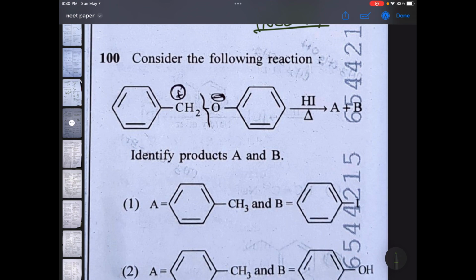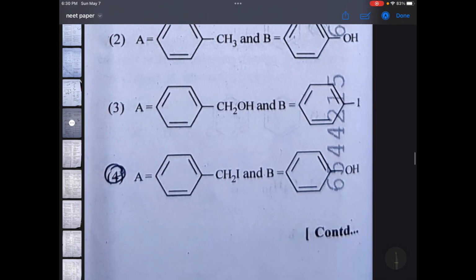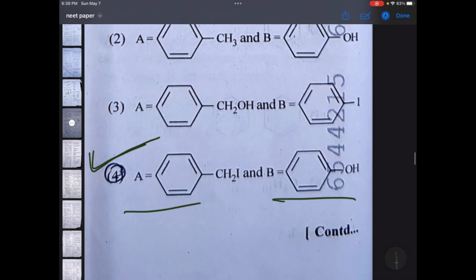Consider the following reaction. Whenever oxygen is attached to the benzene ring, it won't break. It will break here and H will come here and iodine will come here. CH3I and phenol type of compound. This is your answer. So this is a correct one.